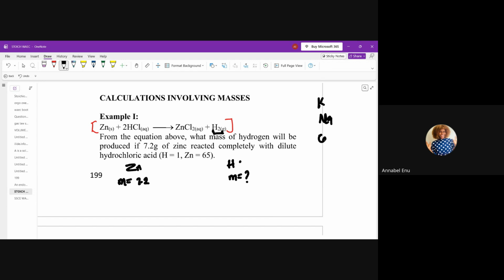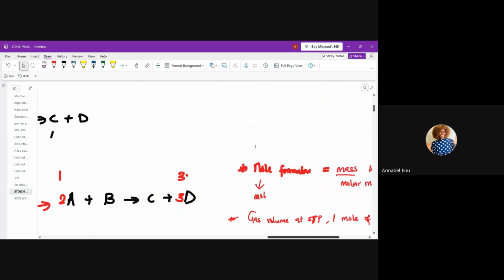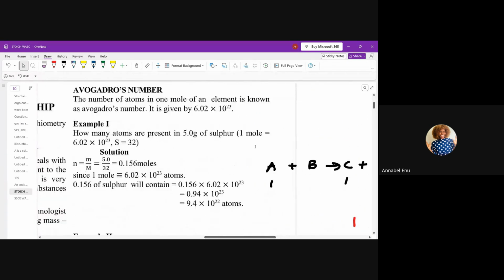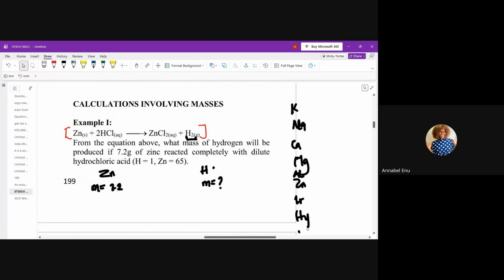Then we have calcium, magnesium, then zinc, aluminium somewhere here, iron, then we see hydrogen and some other ones at the bottom, right? Based on what I've written, you see that zinc is at the top of hydrogen. So zinc will easily kick hydrogen out to form a bond with chlorine, and then hydrogen is standing on its own. So back to our question.